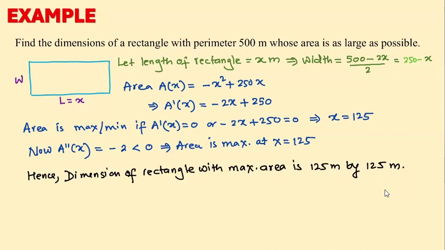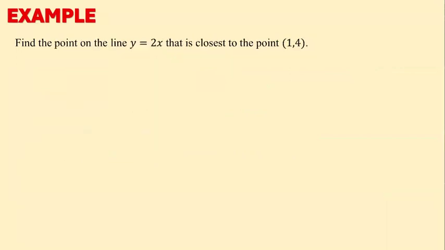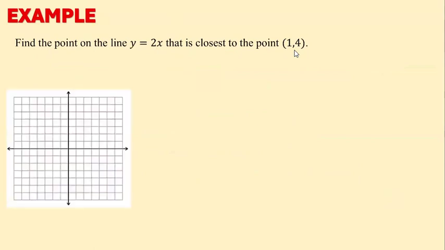Okay, that is the second example. I think we'll do one more example in this video. So let's move on to the third example. Okay, in this one, we are asked to find a point on the line y equal to 2x that is closest to the point (1, 4). So here, let me try to sketch the graph so it is quite easy for us to understand.